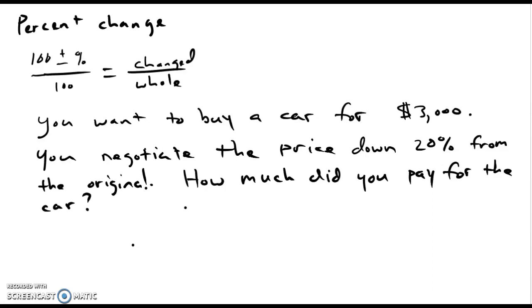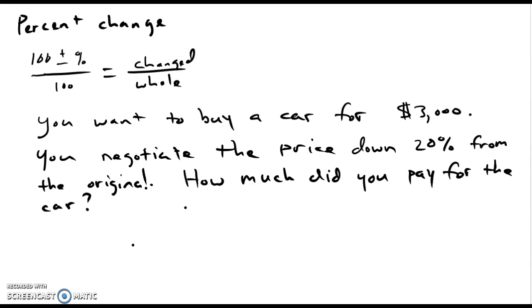Now we're going to be looking at percent change. With percent change, the way you want to set up your proportion is 100% plus or minus, depending on what the scenario is. The changed percent over 100 is equal to the changed number over the whole number that you started with. Okay, so it probably doesn't make sense to you right now, but maybe after we go through a couple example problems it will.